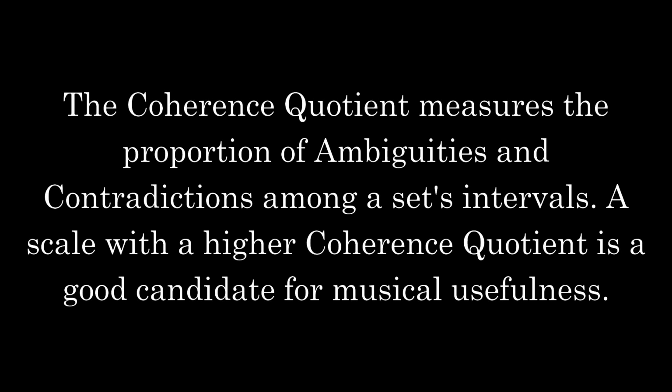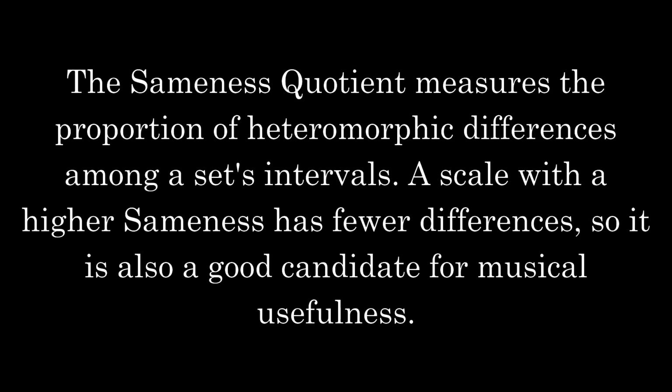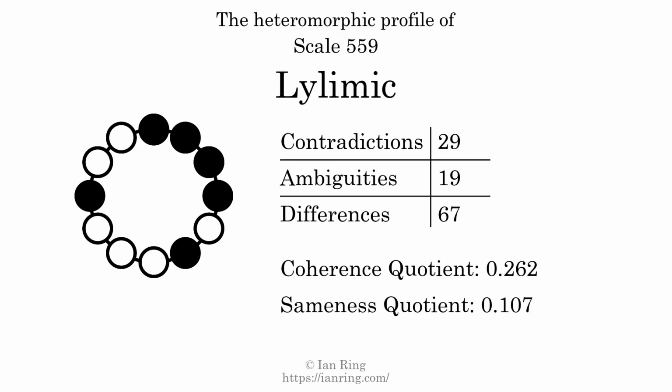The coherence quotient measures the proportion of ambiguities and contradictions among a set's intervals. A scale with a higher coherence quotient is a good candidate for musical usefulness. The coherence quotient is 0.262. The sameness quotient measures the proportion of heteromorphic differences among a set's intervals. A scale with a higher sameness has fewer differences, so it is also a good candidate for musical usefulness. The sameness quotient is 0.107.